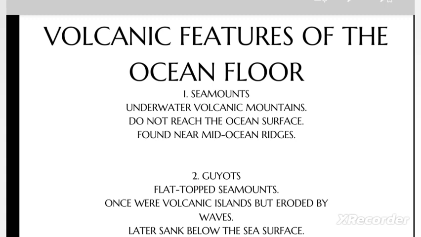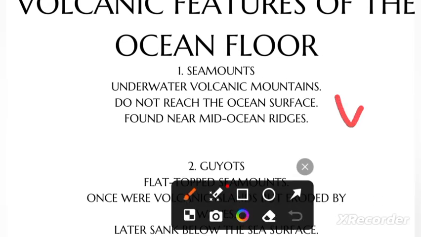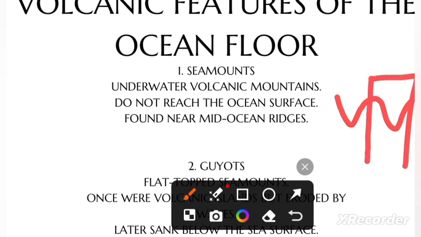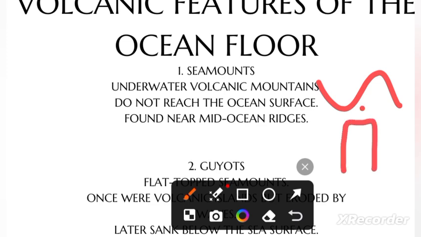Any mountain that is under the ocean surface. If this is the ocean surface, and if there is something that is above the ocean, what do we call it? It's a volcanic island. But if we are having something that is under the ocean and it is having a flat surface, we call it a guyot.